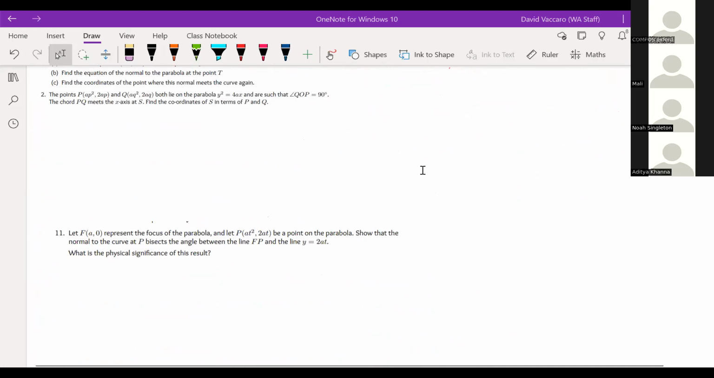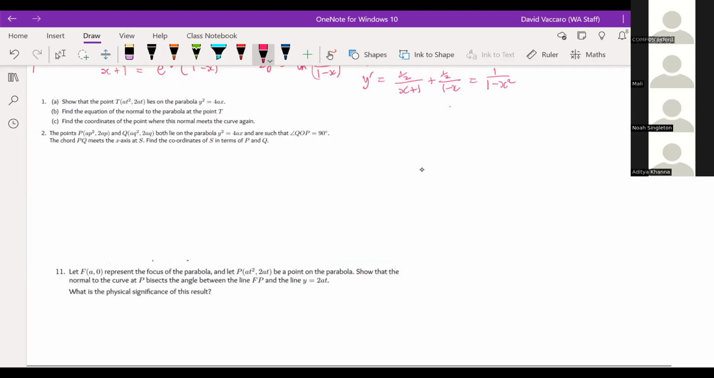I'm going to do question number 2 together. It says the points P (ap squared, 2ap) and Q (aq squared, 2aq) both lie on the parabola y squared equals 4ax, and they're such that the angle QOP equals 90 degrees. Actually, I'm not going to do 2, I'm going to do 1 because 1 doesn't involve any differentiation. So let's do question number 1.